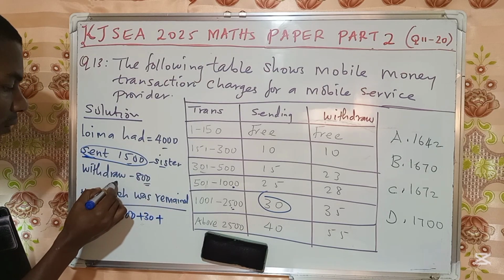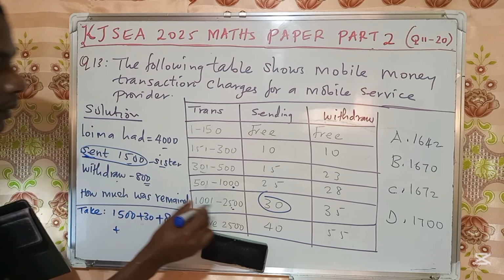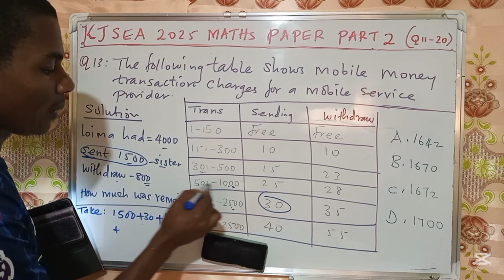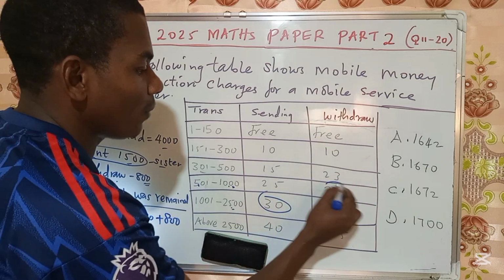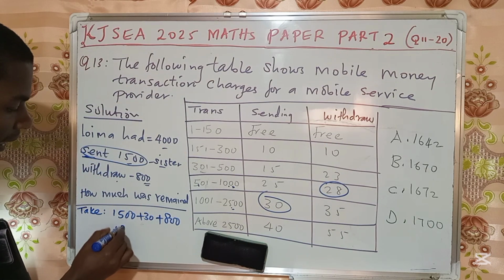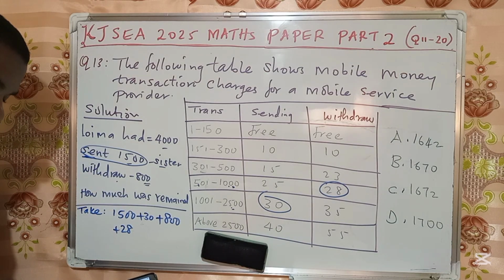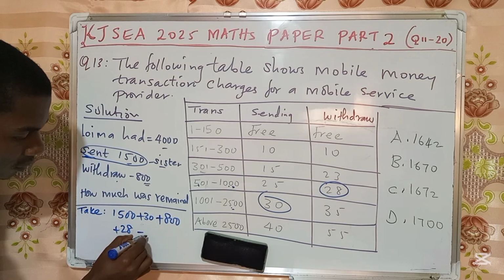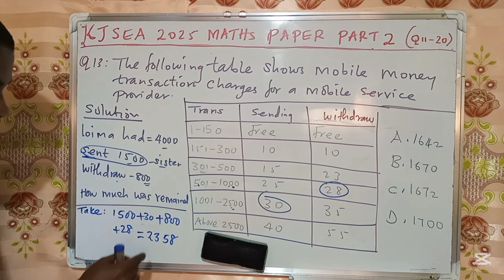Then he withdrew 800 shillings. So you say 800 shillings plus withdrawing 800, how much does he need? 800 is here, between 500 and up to 1,000. So the withdraw column is that one. So he spent 28 shillings. Let us add all these. You get 23.58. When you add, you get 23.58. This 23.58.